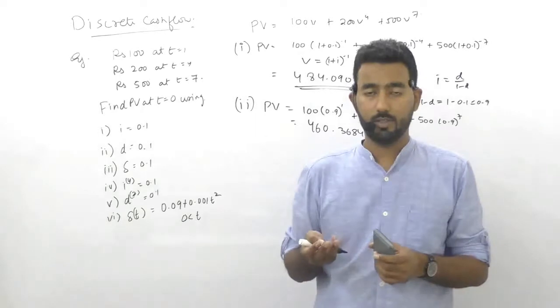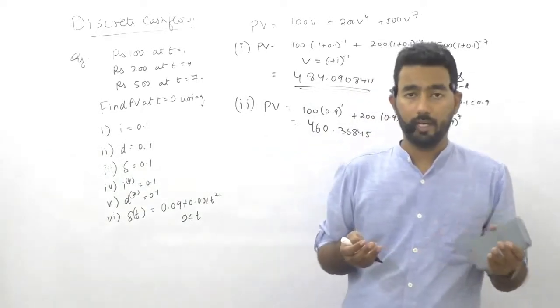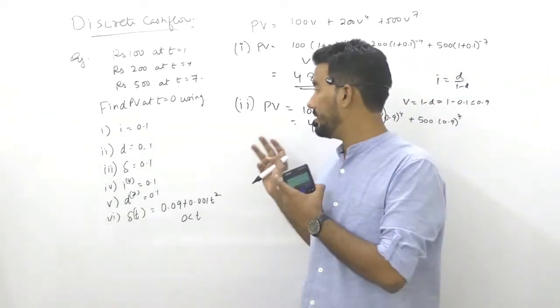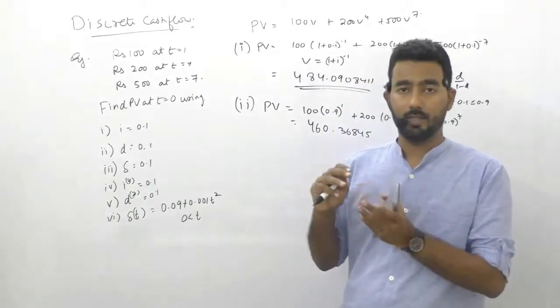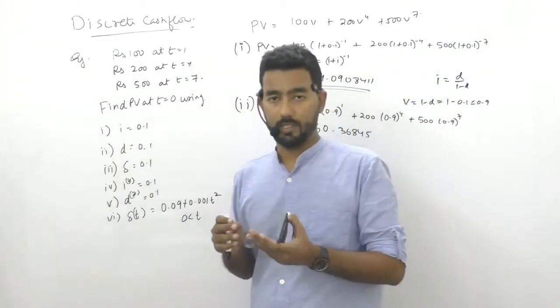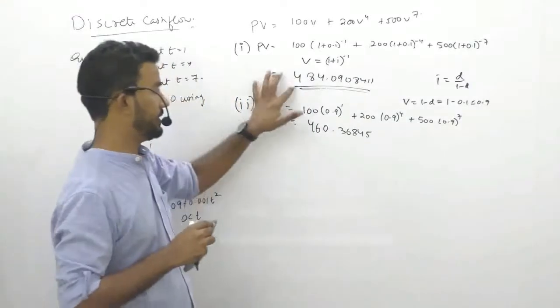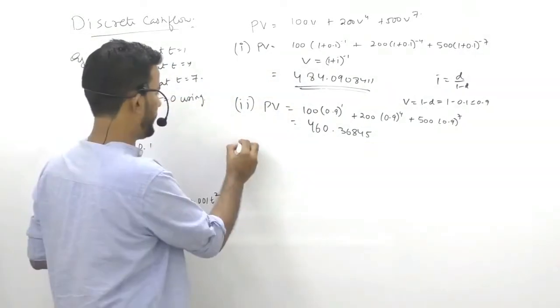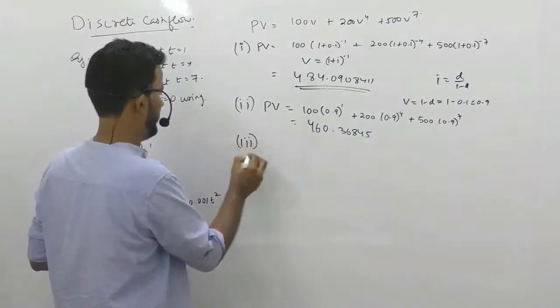So there is an inverse relation of interest rates and present values. When I said discount 10%, it means the interest rate is something more than 10%. So hence the present value is even lower than the previous case. Now the third case is force of interest 10%.